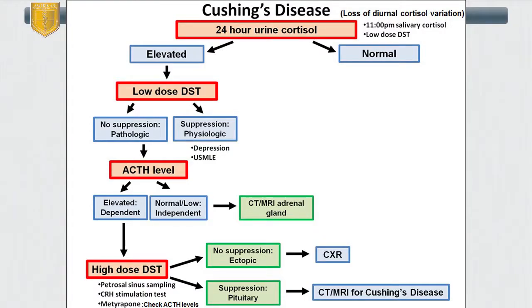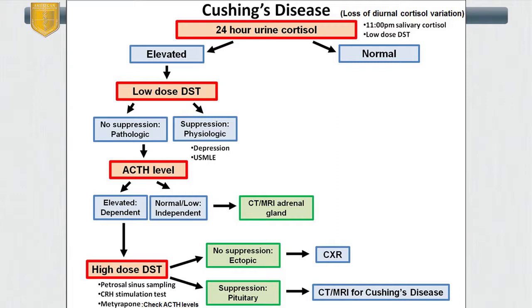So what are some FDA-approved screening tests for a Cushing's evaluation? Well, you could do a low-dose dexamethasone test. You could do a 24-hour urine cortisol. You could also do an 11 p.m. salivary cortisol, because that's when cortisol should be the lowest. Or you lose what's called a diurnal variation in cortisol, meaning that cortisol should be very high in the morning and very low at night. You lose that.